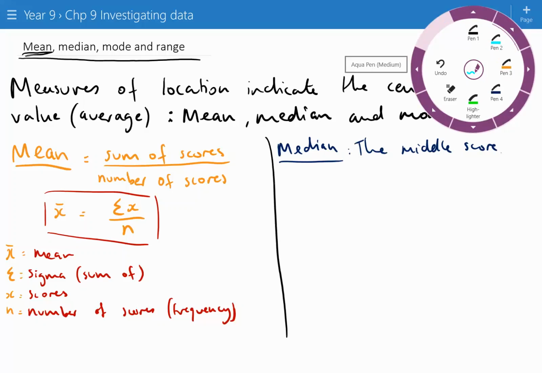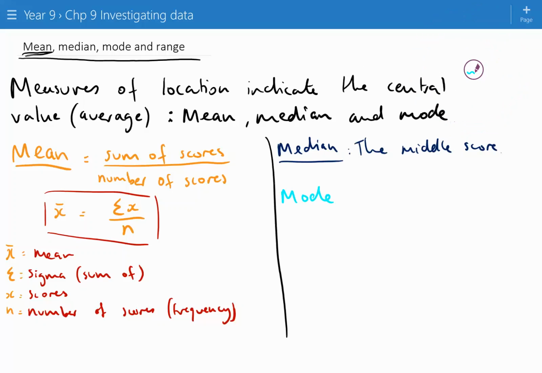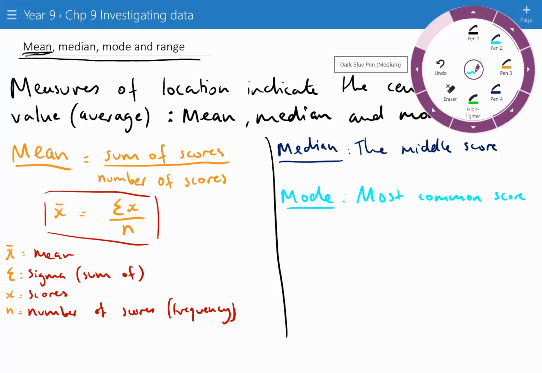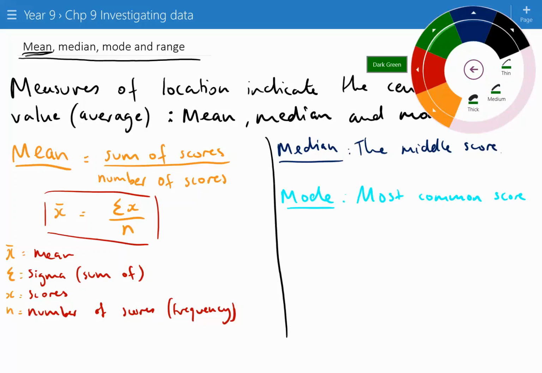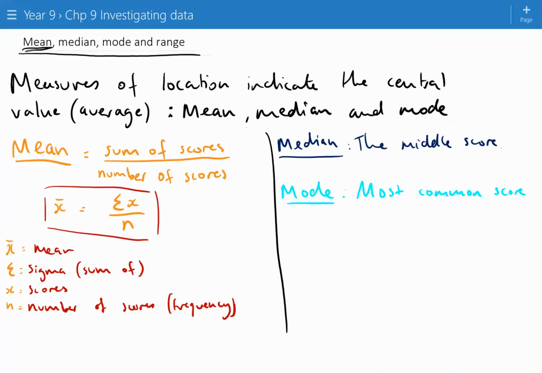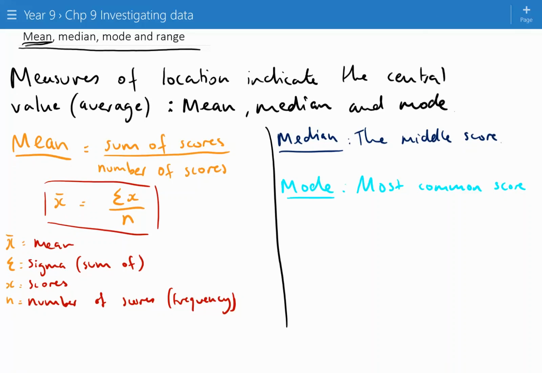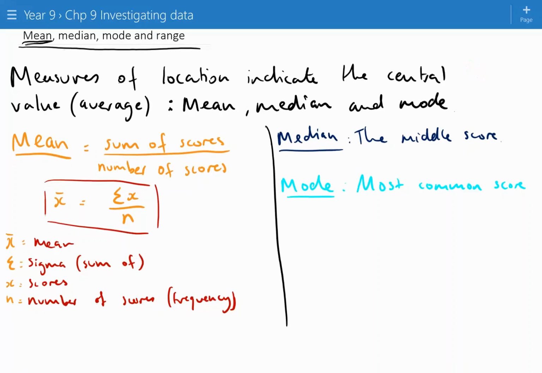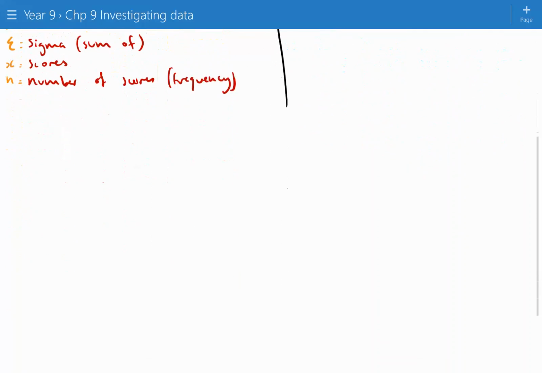Mode is most common. What is the most common score, or the score with the highest frequency? So mode, most common score. And our last one here is the range. But the range isn't a measure of location. These three are the measures of location.